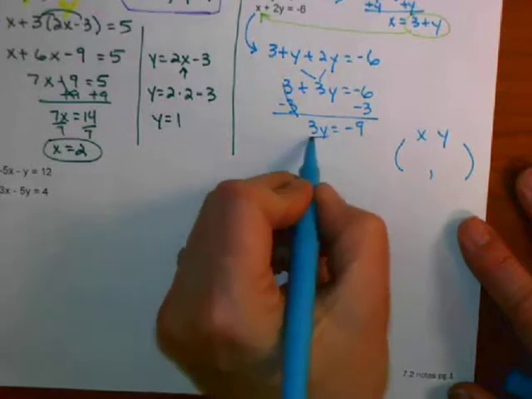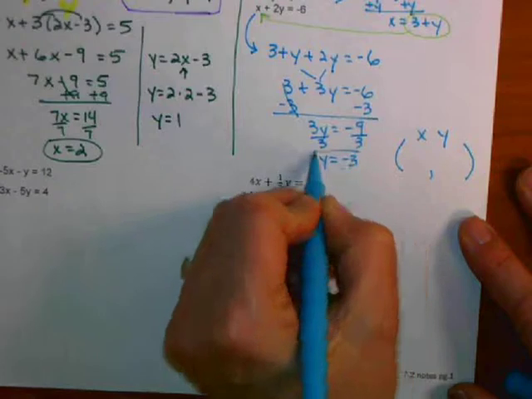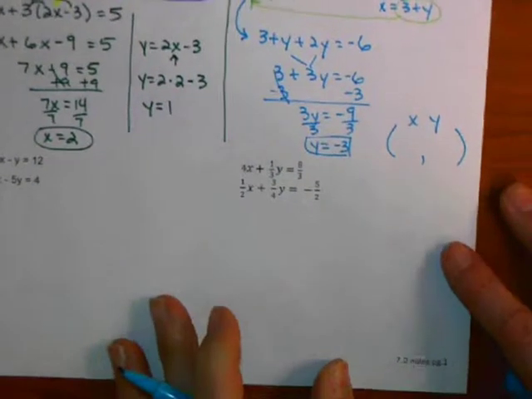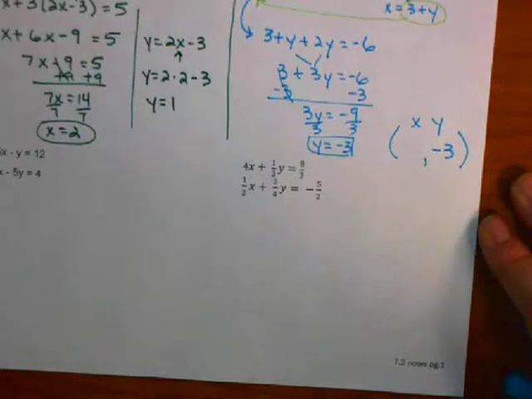And divide by 3. Like I said, this part you should be pretty efficient at this point. So y is negative 3. I'm going to stick that into my ordered pair. That's part of my answer.